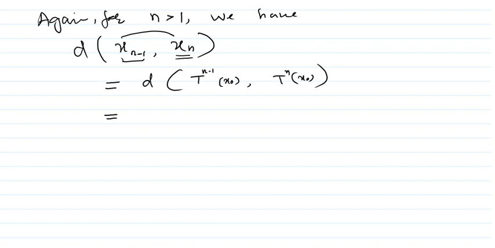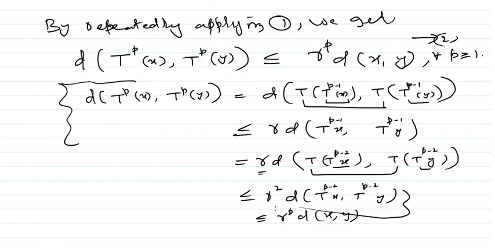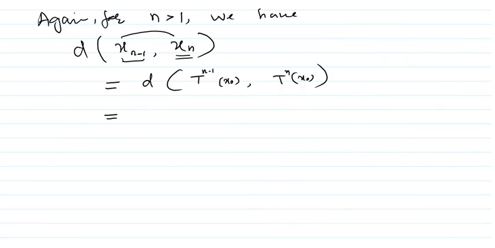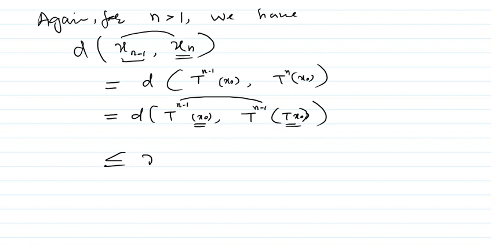This is equal to, so I want to apply the previous one, this (2), here. So for this I want the power to be the same, actually p. So this is the distance between T^{n-1} x naught and T^n x naught. The points may be different, but the power must be the same. I will write it as T^{n-1} of T x naught. Here the point is x naught, and here the point is T of x naught. Now the power is the same, you can see. So you can apply this. This is less or equal to r^{n-1} times the distance between x naught and T of x naught, and that's equal to r^{n-1} times the distance between x naught and x1.